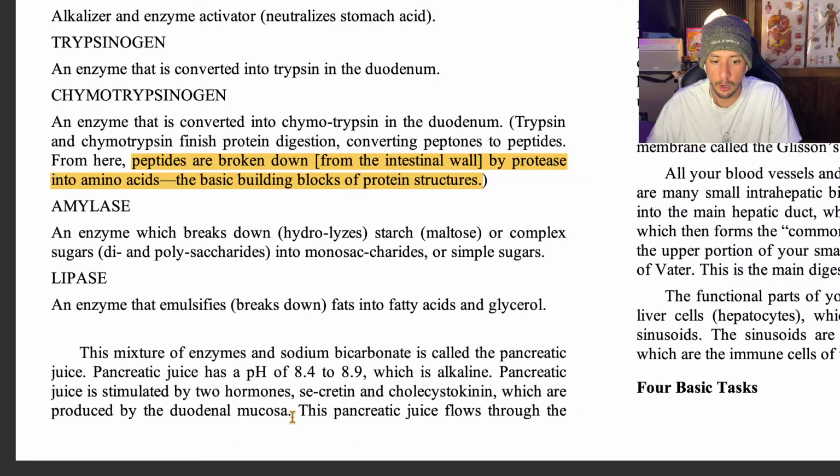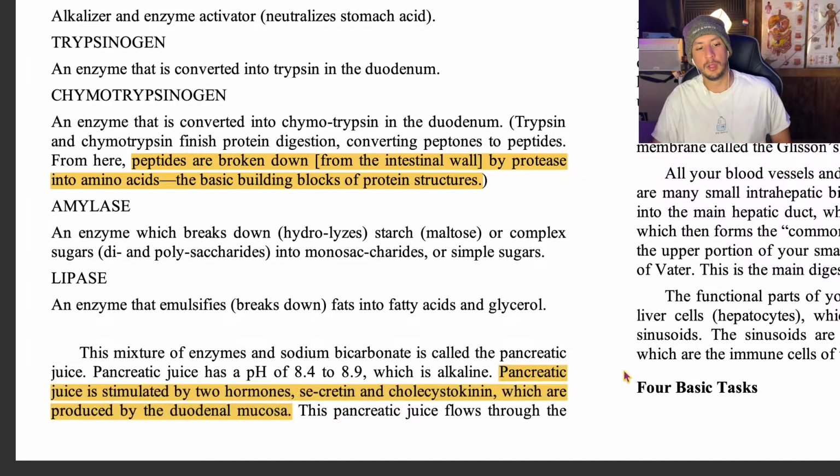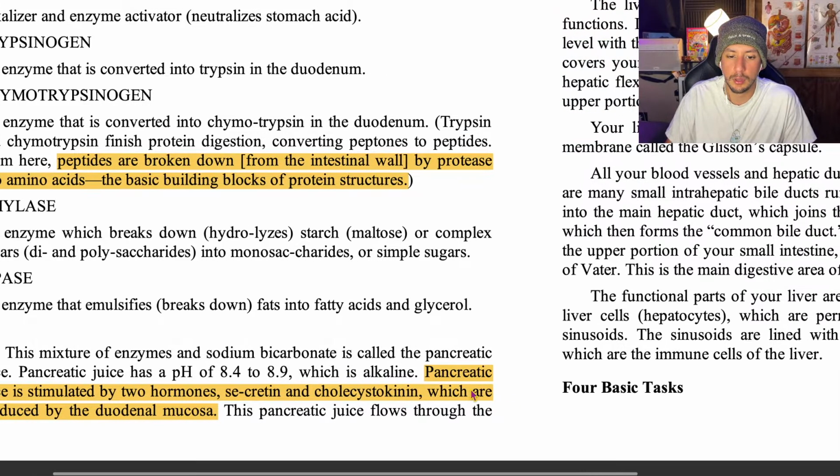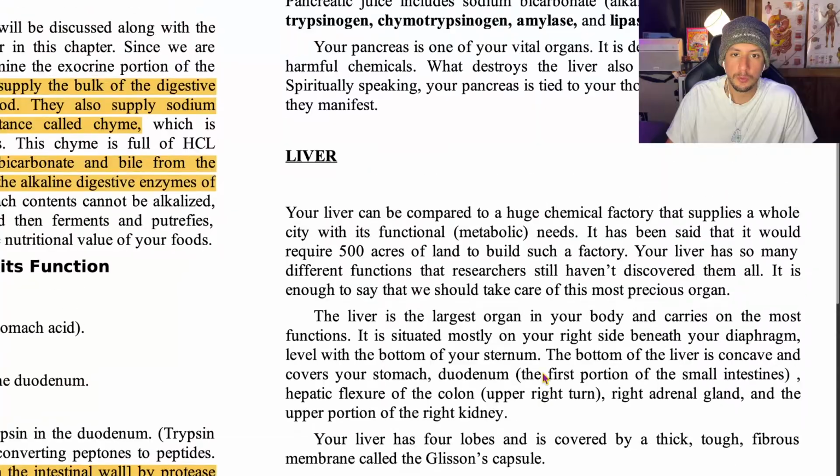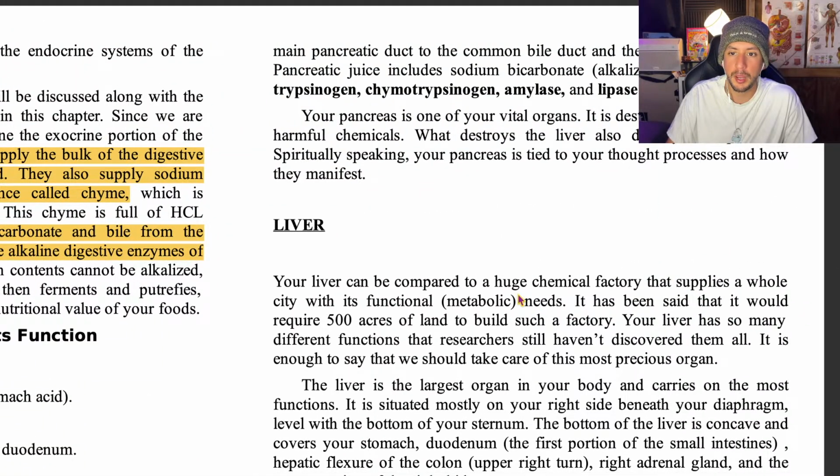So I hope by this point this sentence can make sense to you. If it doesn't, then just rewatch the video. Feel free to ask questions. This pancreatic juice flows through the main pancreatic duct to the common bile duct and then into the duodenum. Pancreatic juice includes sodium bicarbonate and the enzymes trypsinogen, chymotrypsinogen, amylase, and lipase.